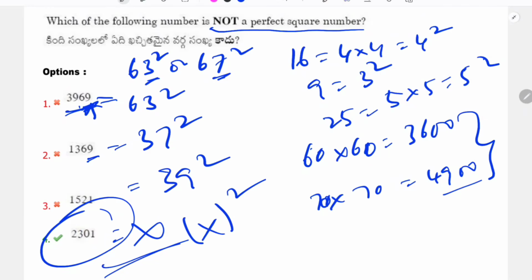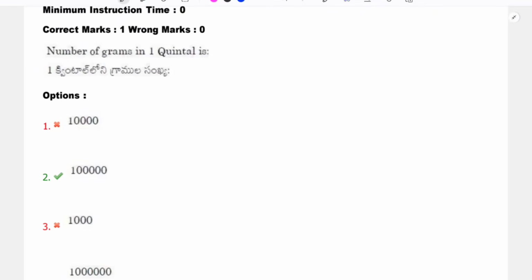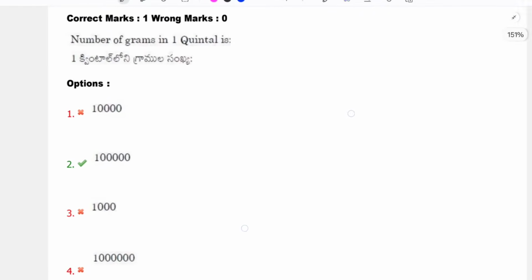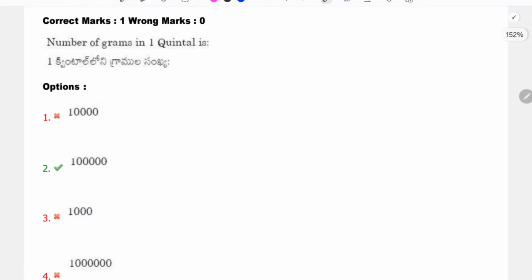Not possible. You can check on the internet, YouTube. I have also made a short video, a 1 minute video on how to find the square root of a number within 1 minute. Or you can check any other person's video. So in the given options, the one which is not a perfect square, the correct answer is 2301. Then the next question: number of grams in 1 quintal.